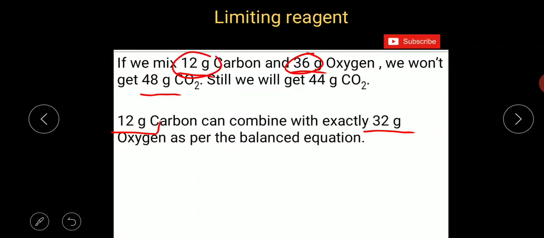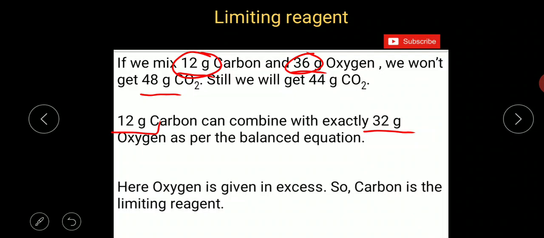These 12 grams of carbon will be consumed completely. It combines with 32 grams of oxygen, so it is consumed completely. So carbon is the limiting reagent.